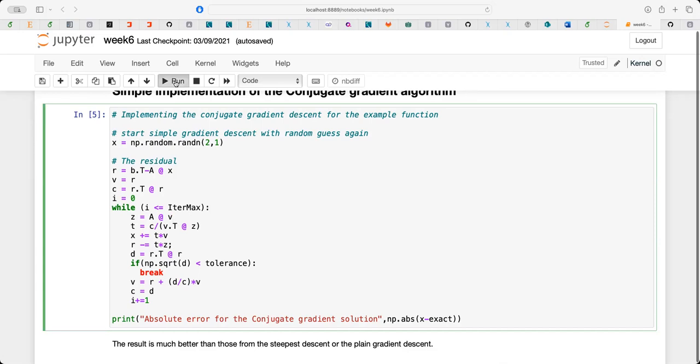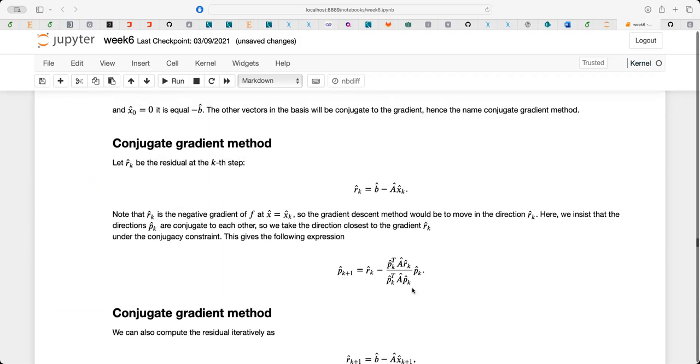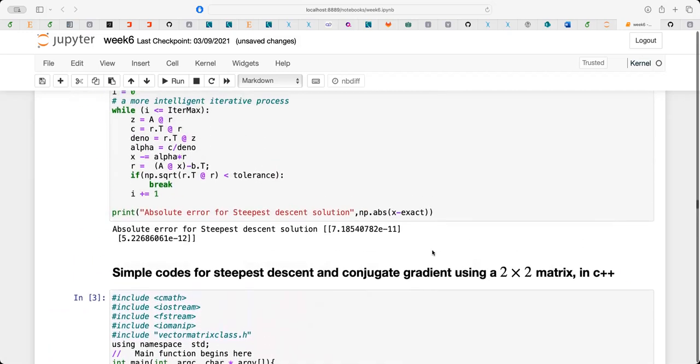But if you run it, you will see that with 30 iterations, we have an accuracy of 10 to the minus 15, which is basically numerical precision. If we compare that with the standard steepest descent for the same type of problem, that gave us an error of 10 to the minus. So we're dealing with three orders of magnitude improved errors. This is the absolute error.